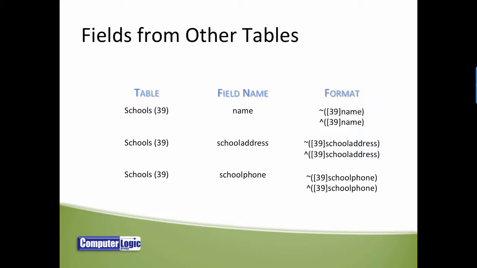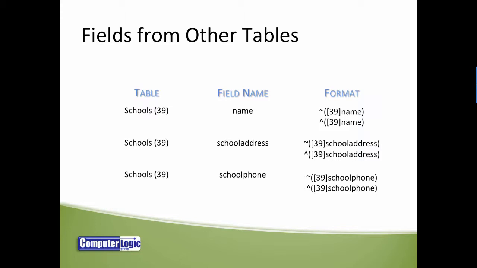To pull information from other tables, it follows the same basic format of that tilde and then parentheses. The only difference here is I have to, in square brackets, include the table name or the table number. In this case, in the examples I've shown you, 39 as the table number, and the name will pull the school name.